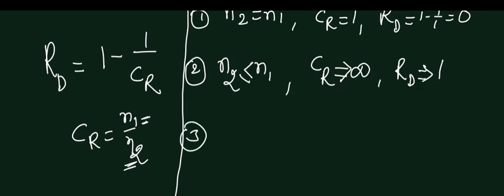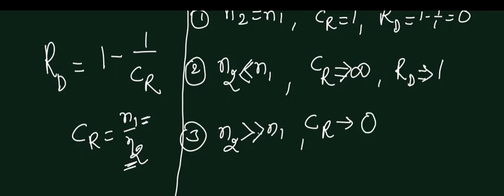Third condition is, let us say n2 is very much greater than n1. In this situation the compression ratio tends to 0, and RD, whenever you try to calculate it, tends to minus infinity. This indicates that the second data set contains more and more data than the original representation.